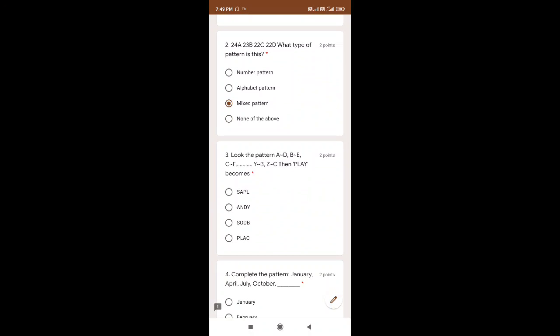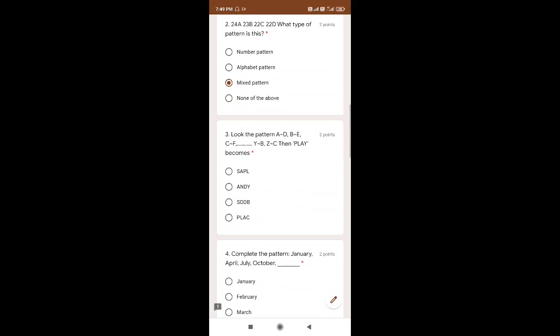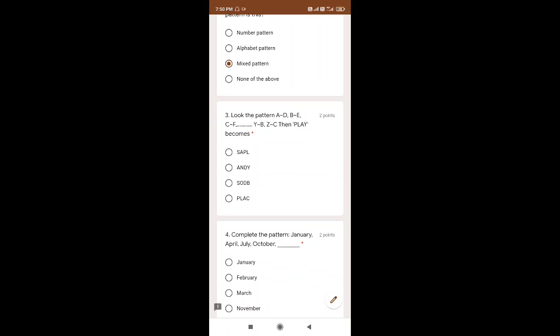Then come to question number 3. Look at the pattern: A equivalent to D, B equivalent to E, C equivalent to F, like that, Y equivalent to B, Z equivalent to C. So here for A we will take D, for Y we will take B. So in which word are D and B the last 2 letters? Yes, in option C. So the correct answer here will be option C, that is SODB.